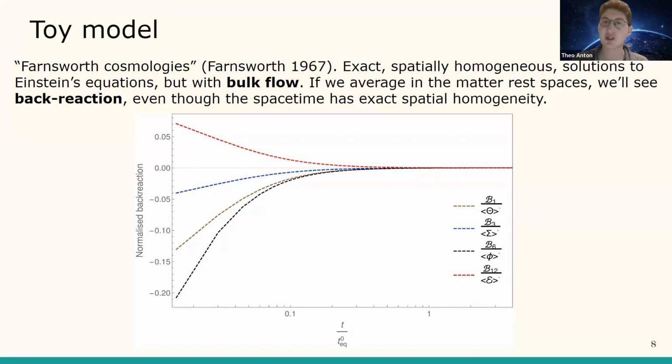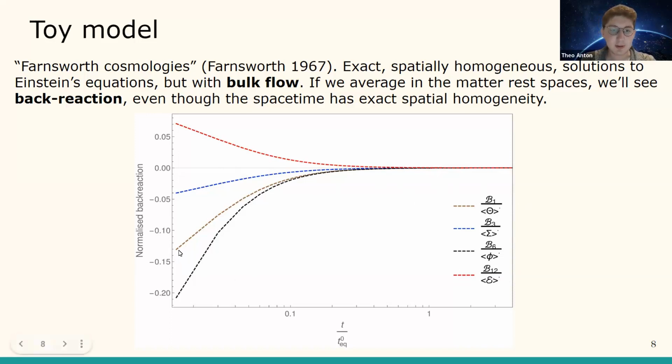They think that there is inhomogeneity in their universe, and therefore if we're averaging those rest spaces of the matter, which feels like the most natural thing to do, then you would see back reaction, even though there is this exact homogeneity. So you can see how we have to be very, very careful with the conclusions that we draw in a universe where we have bulk flows or anisotropy and so on. So in this case, you can see the back reaction on these four quantities that I've plotted. So we've got the expansion, shear, and then a couple of other quantities.